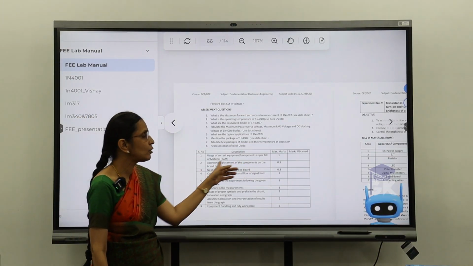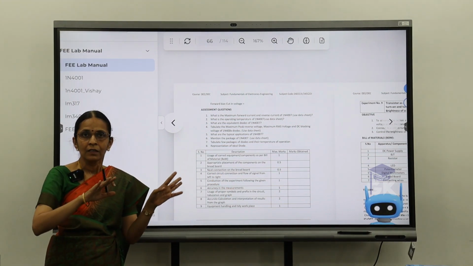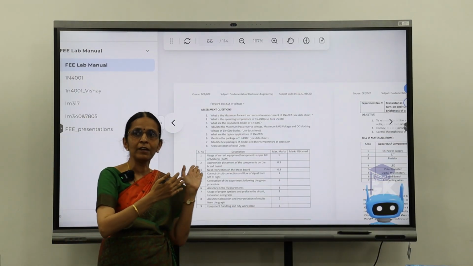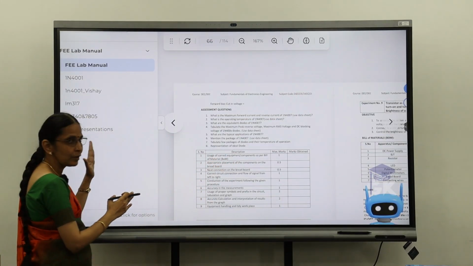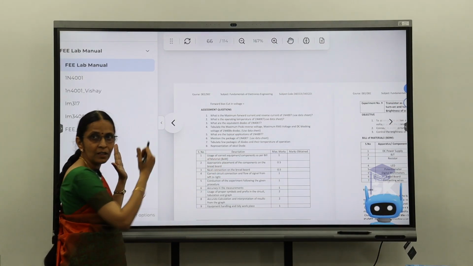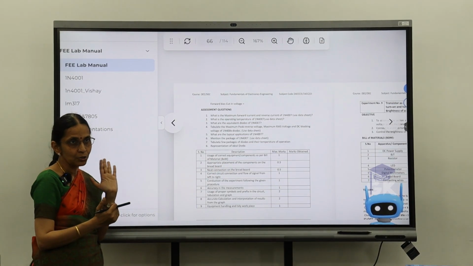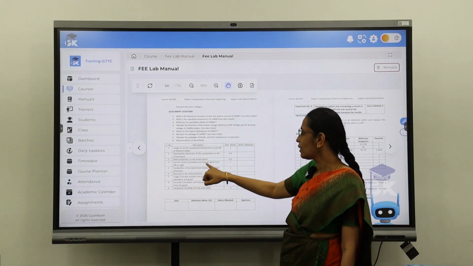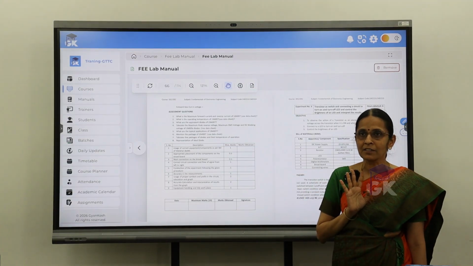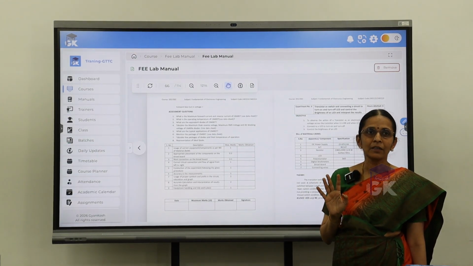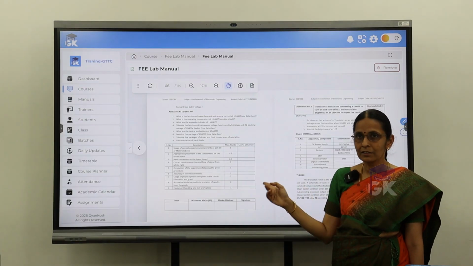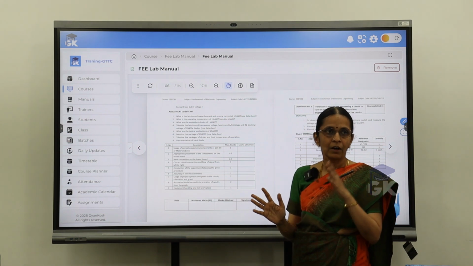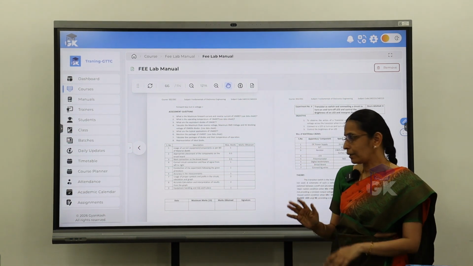Then appropriate placement of the components on the breadboard. As I was telling, they should follow that art of breadboarding, and the signal should flow from left to right. My input should be on the left side, and I should see my output on the right side. So from left to right, not in reverse or in a haphazard manner. Connections on the breadboard: correct circuit connection and flow of signal from left to right. That's very essential, right? If they participate in, say, World Skills competitions, these are some of the parameters that will be noted. So no haphazard connections. Always the signal should flow from left to right.